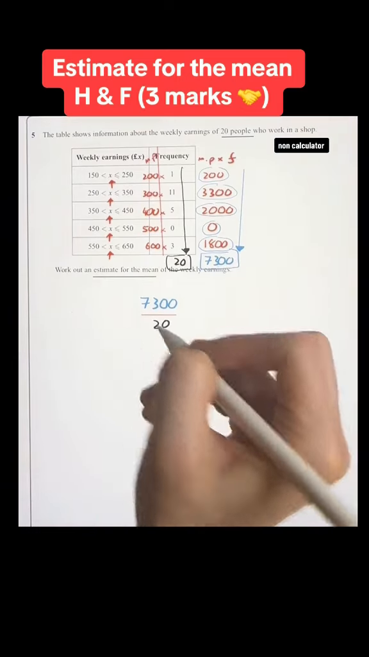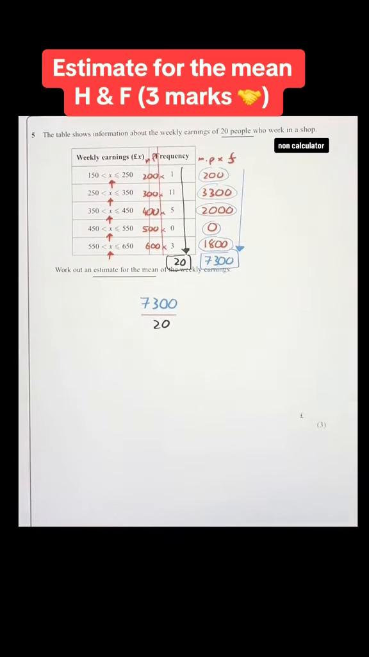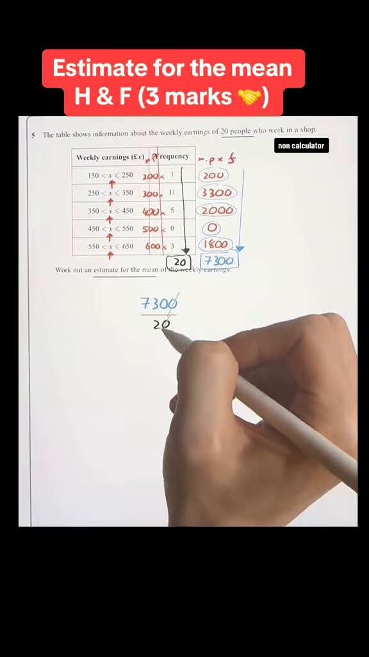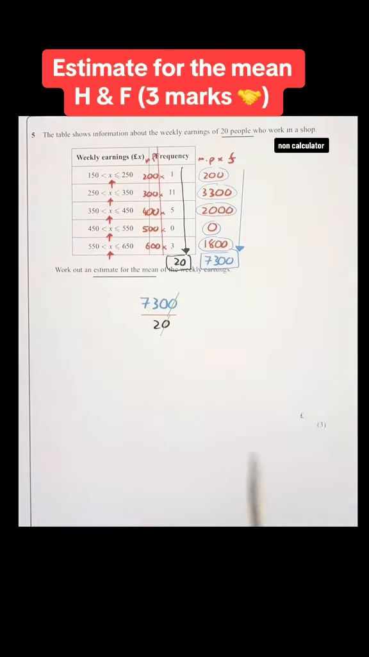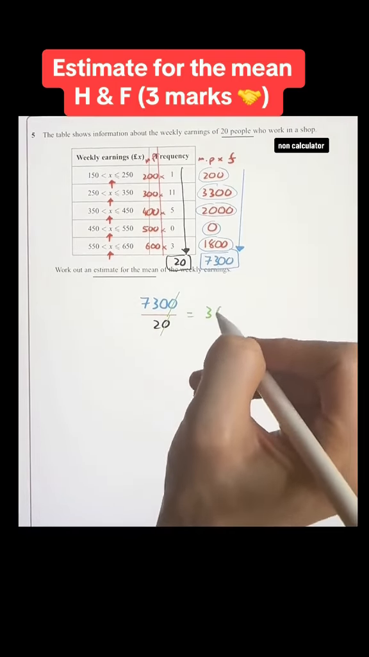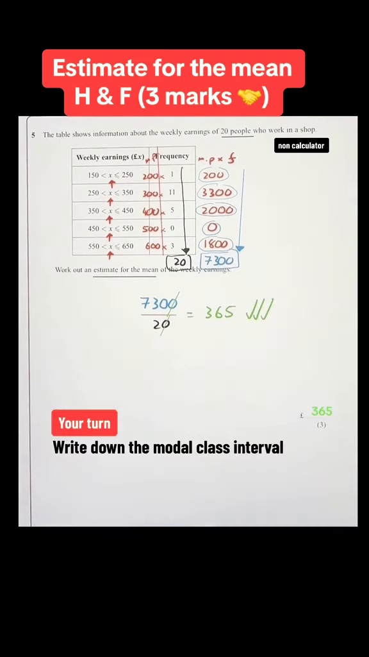On a non-calculator paper, as we can see the top and the bottom both end in a 0, I can divide top and bottom by 10, i.e. cancel 0. And I know 730 divided by 2 will give us 365. Write down the modal class interval.